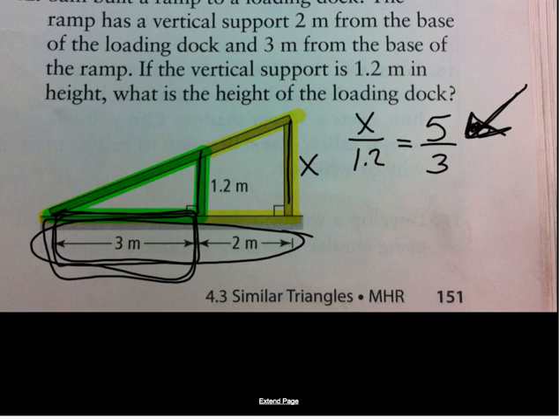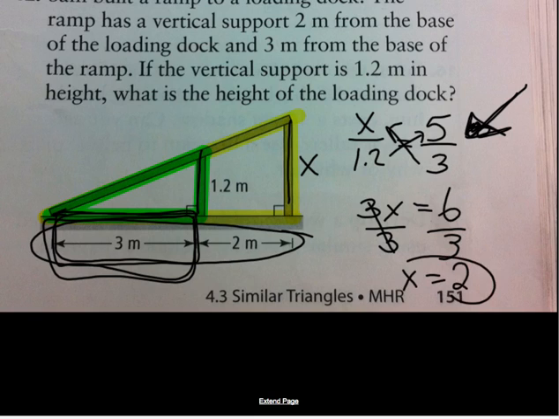Okay? So I cross multiply, and I get 3 times x is 3x, and 1.2 times 5 is 6. Divide both sides by 3. I think you can see where the answer is going to go. X is going to equal 2. So I guess my question would be, did you get 2 for an answer? And is 2 a reasonable answer? Well, it is a reasonable answer because 2 is going to be bigger than this. So we're going to say that it was 2, and because we're dealing with a word problem, that meters is kind of important.